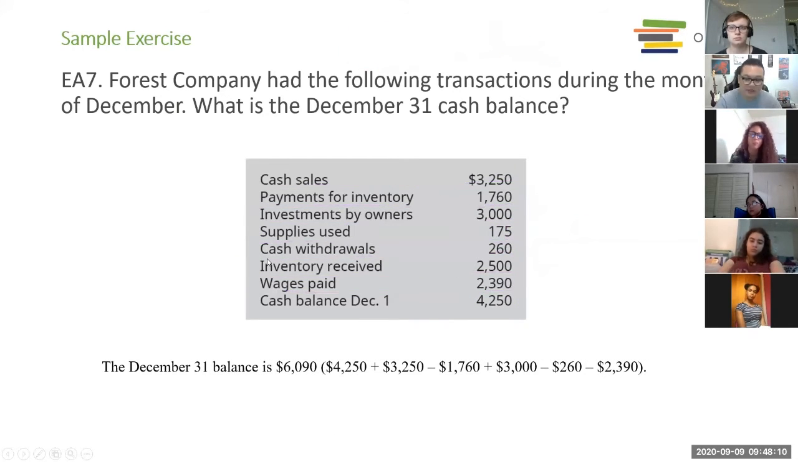Okay, so you see, we use our beginning cash balance, the cash at the very beginning, $4,250, plus the cash sales minus your payments, and plus the money you got from your investment, and then minus the cash you withdraw, and then minus the cash you're going to pay for your employees. So once again, you see, we did not include our supply use and inventory received in the cash balance.